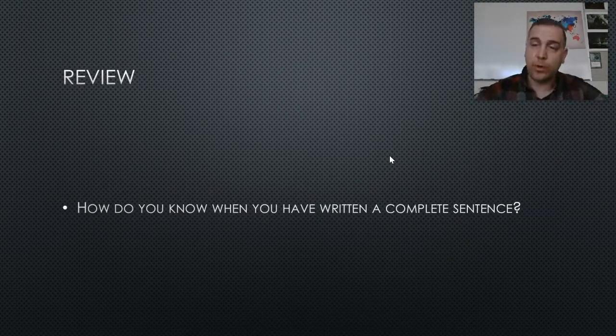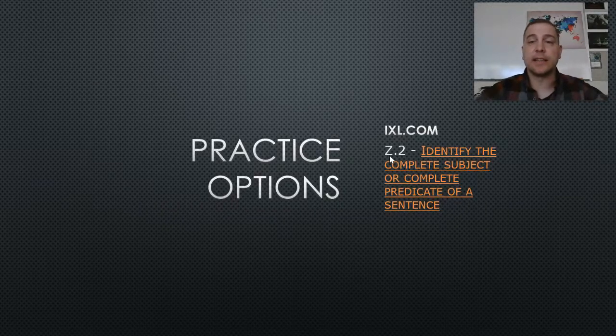And so, quick review, how do you know when you've written a complete sentence in the English language? The answer, you have a subject, a predicate, and it makes a complete thought. Take this time and practice on IXL, identifying a complete subject and predicate of a sentence, and move on to the next level, compound sentences, when you are ready. Good luck.